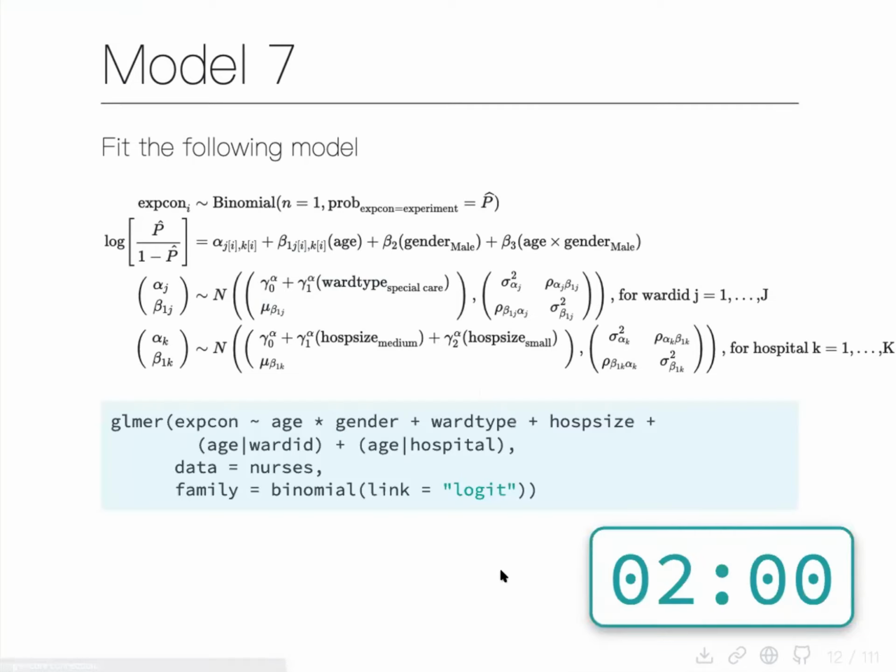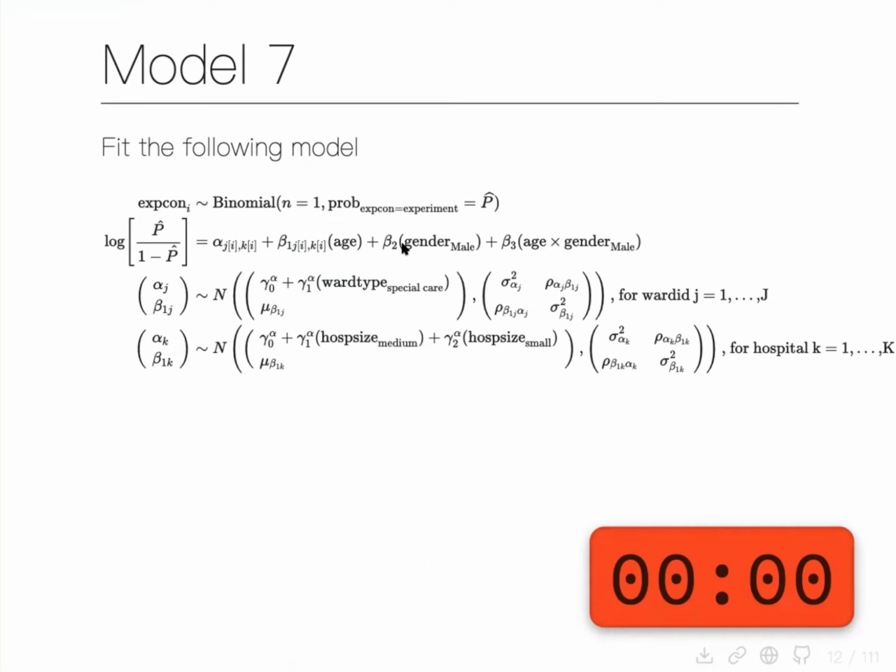Okay. So in this case, we have age, gender, and the interaction between those two things. Okay, so we're going to model that. We also have ward type and hospital size. When we're looking at the random effects, we have alpha J and beta 1J, and alpha K and beta 1K. So we have the intercept and age that are randomly varying at the ward ID and hospital levels.